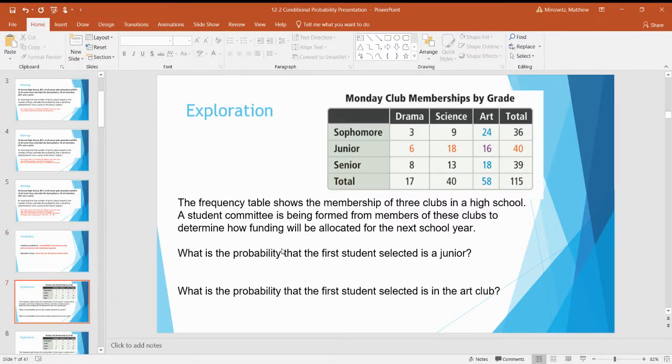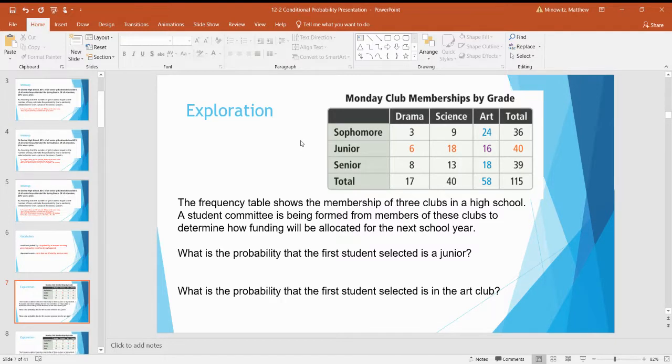So let's explore a little bit. We have a frequency table, which is a table counting how many people did what. So here we have 3 sophomores in drama. We have 17 total people in drama. Okay, 115 people total. So the frequency table shows the membership of 3 clubs in the high school: the drama, the science, and the art clubs. All pretty good clubs, if you ask me.